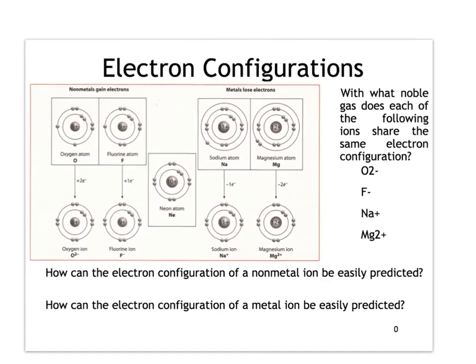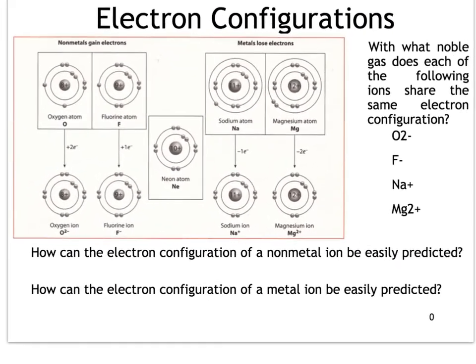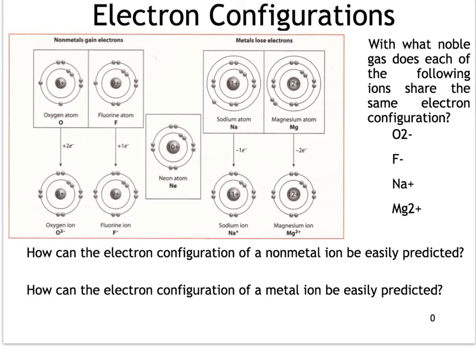With what noble gas does each of the following ions share the same electron configuration? So these are the 4 ions of the 4 atoms, and they all have the same electron configuration as neon. So I will put that in now. I just wanted to write that same answer for all of these. So neon, neon, neon, and neon.